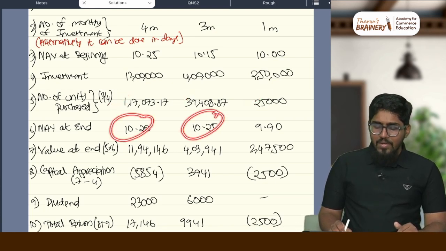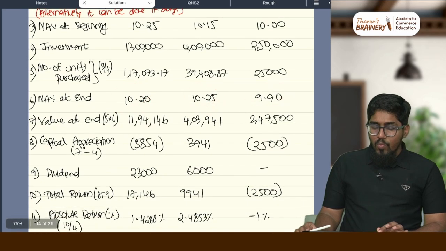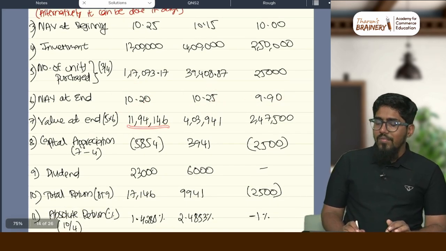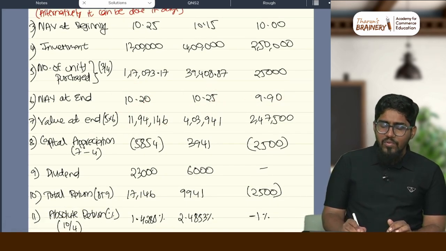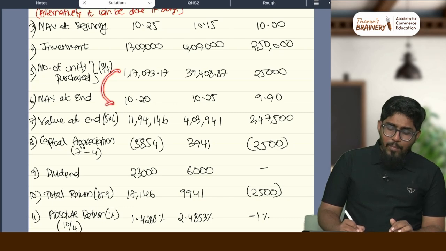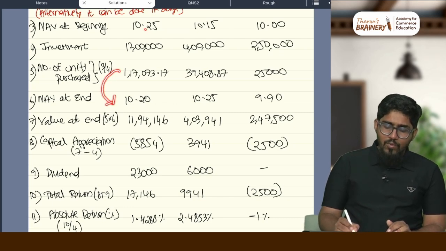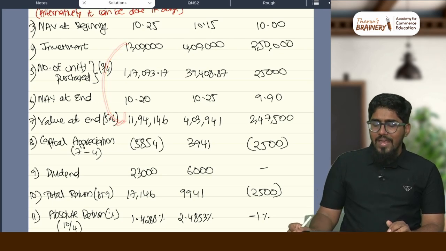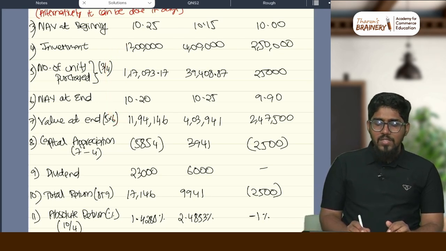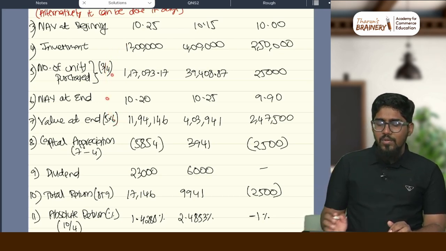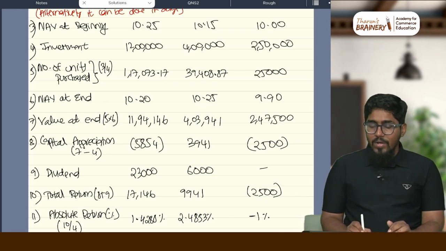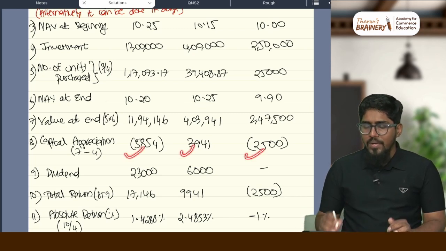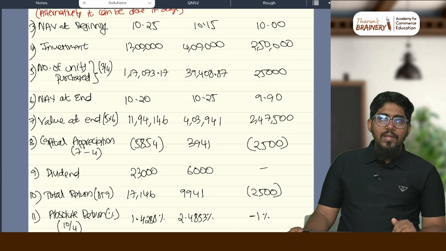NAV at the end. Okay, this is the NAV at the end. What is the value at the end? Value at the end is nothing but this number of units at 10.20. So 10.25 has become 10.20, which means 12 lakh has become 11 lakh 94,146. So this is the value at the end: number of units purchased into NAV at the end. And then what is my capital appreciation or capital depreciation? How much has my capital increased or decreased? Alternatively, how can you do it?